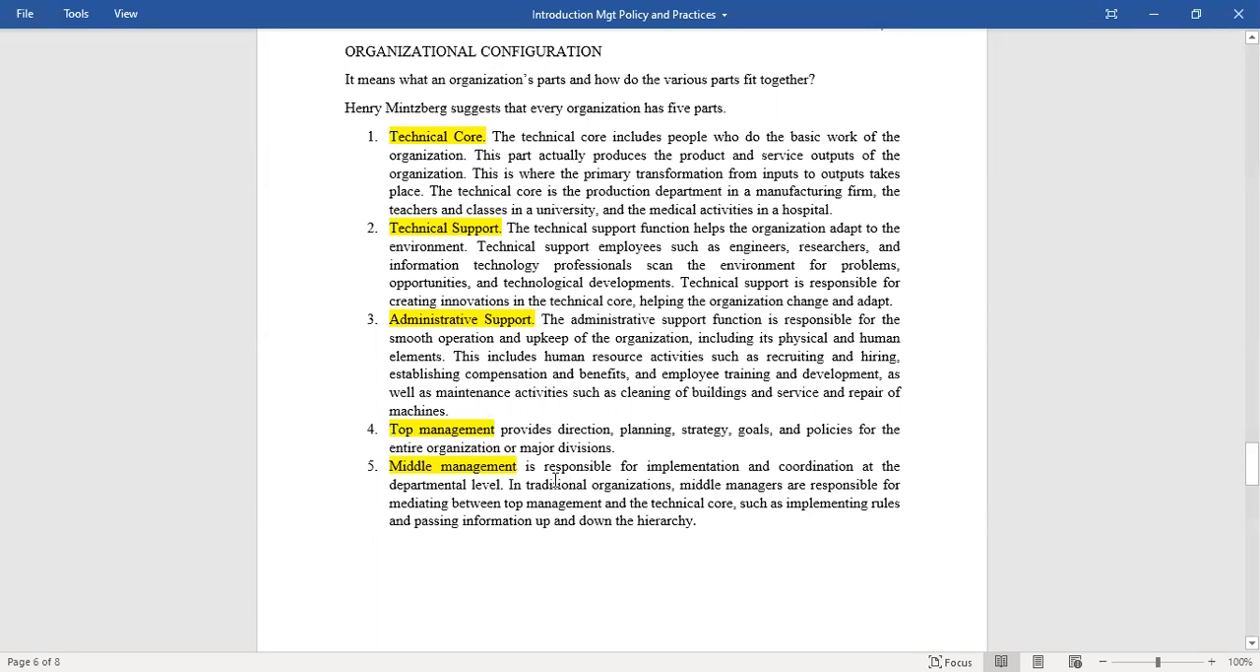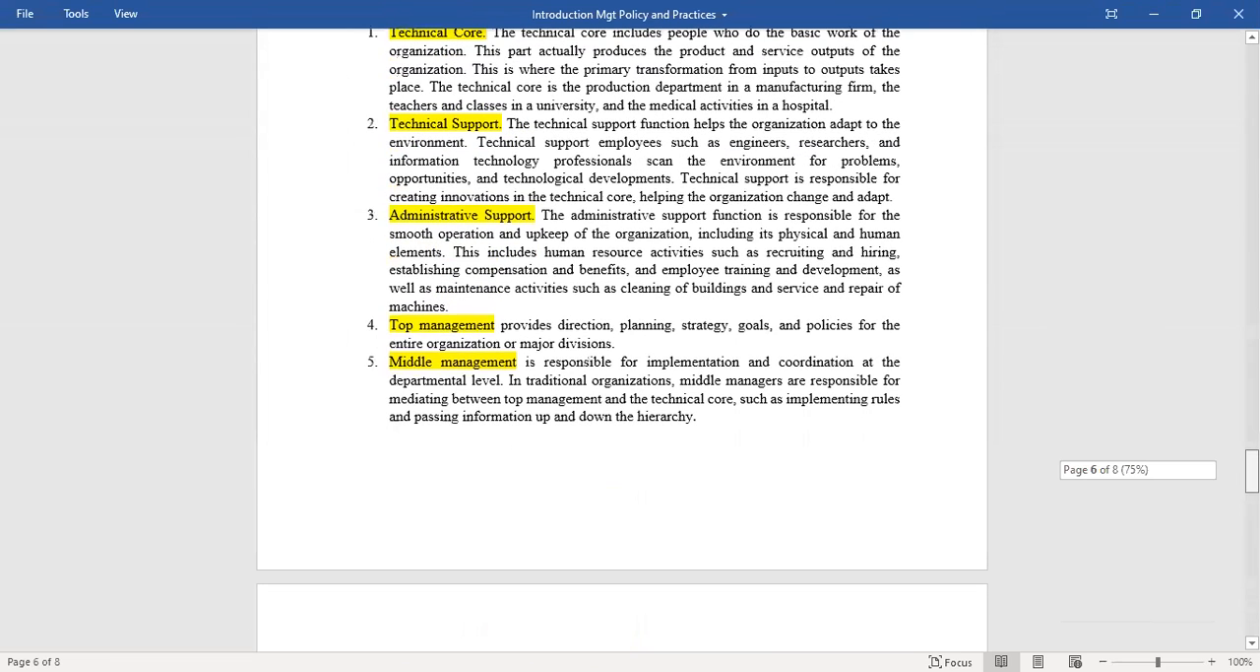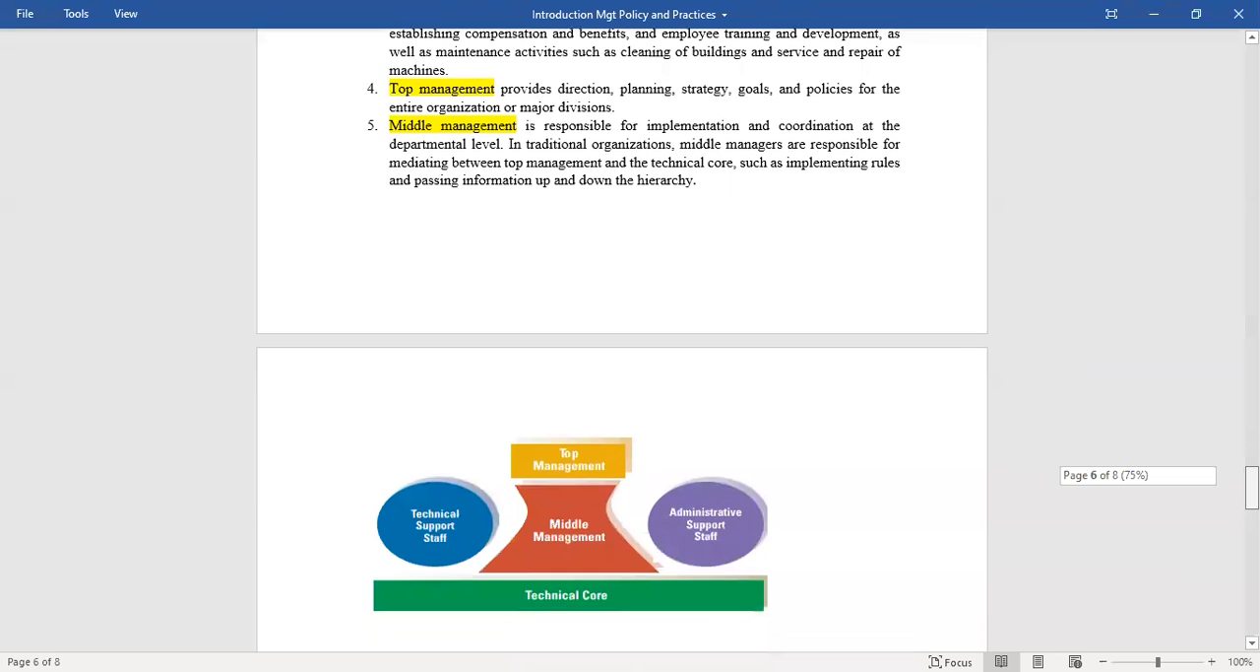एंड मिडल मैनेजमेंट क्या चीज़ है, इम्प्लीमेंटेशन एंड कोऑर्डिनेशन एट डिपार्टमेंट लेवल। और अगर एक ब्यूरोक्रेटिक ऑर्गेनाइजेशन है, उसके अंदर मिडल मैनेजमेंट जो है वो इंफॉर्मेशन की फिल्टरिंग भी करती है। तो ये तो हो गए इसके 5 पार्ट्स। अगर आप उसकी डायग्राम में देखो तो ये आ गया आपका टेक्निकल सपोर्ट और ये आ गया एडमिनिस्ट्रेटिव सपोर्ट। ये आपका जो टेक्निकल कोर है उसको सपोर्ट कर रहा है और ओवरऑल एक सपोर्टिव रोल प्ले कर रहा है। ये जो टेक्निकल कोर यानी कि आपकी ऑपरेशनल मैनेजमेंट भी कह सकते हो, इसने इसको टेक्निकल कोर का नाम दिया है। ठीक है?